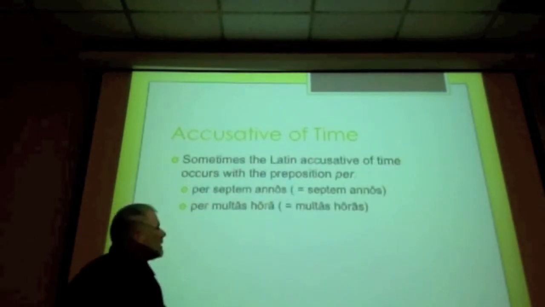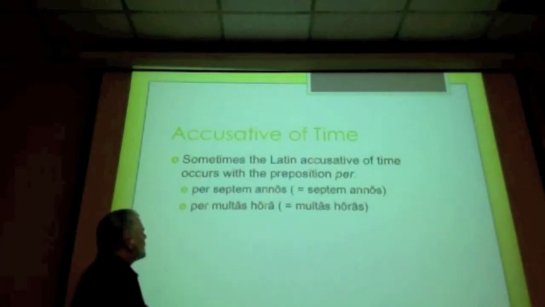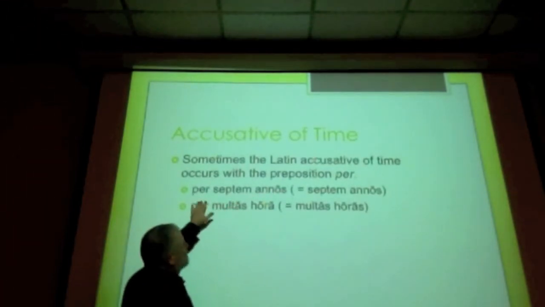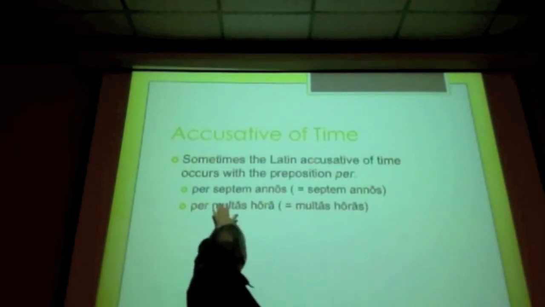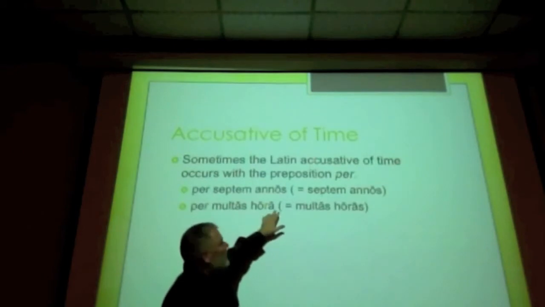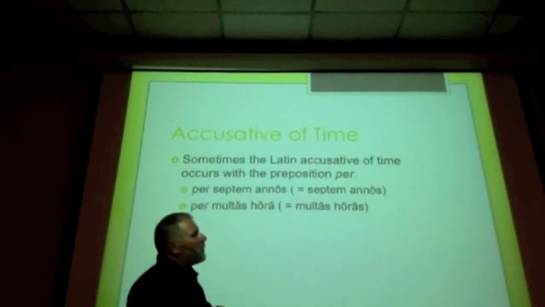By the way, sometimes the Latin accusative of time occurs with the preposition per, which means through. Per septem annos means really the exact same thing as septem annos, for 7 years. Per multas horas, sorry about that, it should be horas. Per multas horas means for many hours.